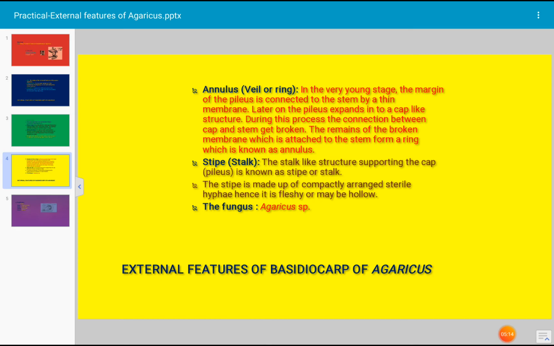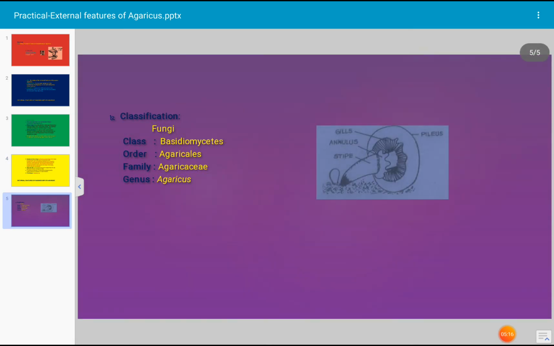Okay, let us see the photograph. This photograph of the Agaricus fruiting body is shown here. Pilus is shown, which is umbrella shaped, and the gills are shown, which are below the pilus. The annulus ring is shown in the photograph. The stipe is a stalk-like structure which is made up of compactly arranged hyphae. All details of the structure are given here.